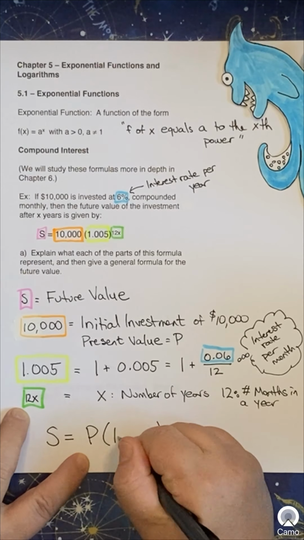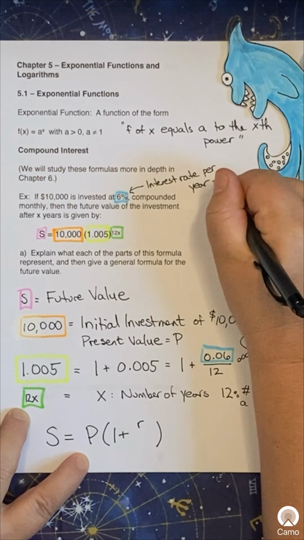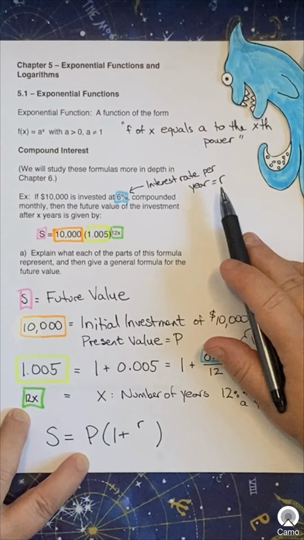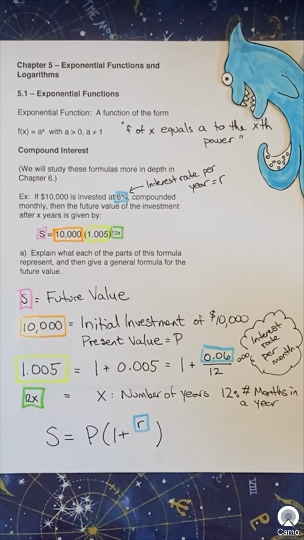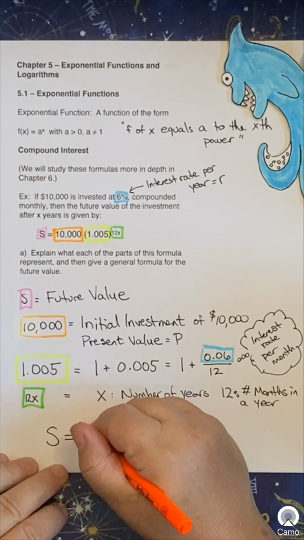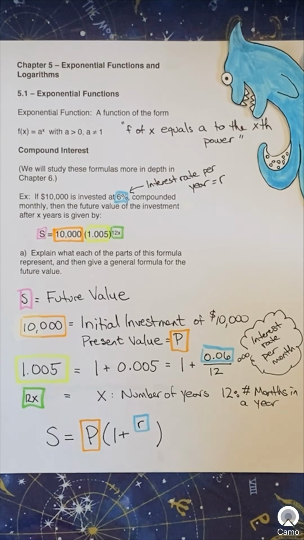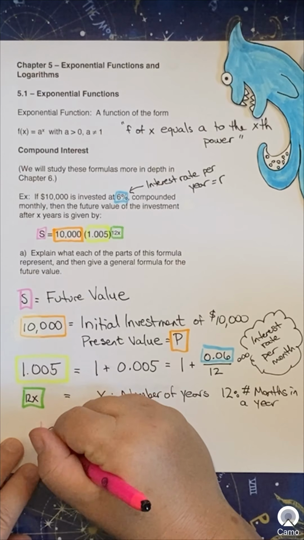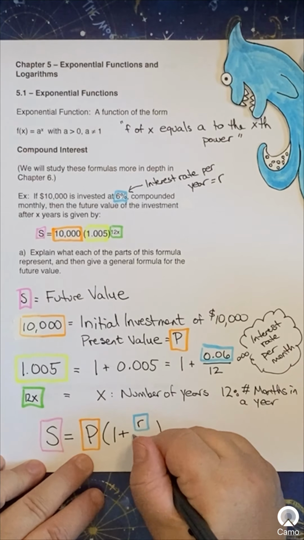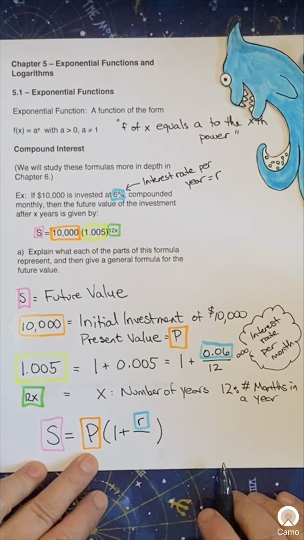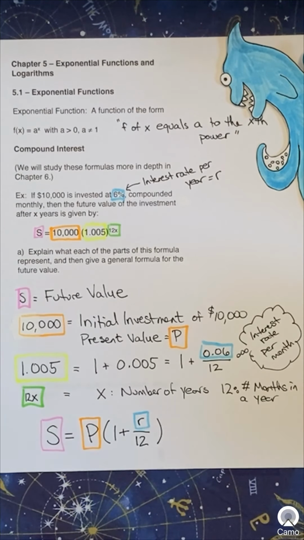And then I'm going to do 1 plus the interest rate, and use R for that, the interest rate. So here's our R. Here's our present value, also principal, both P. It's very convenient. We're going to divide by the 12 months in a year because we know we're compounding monthly.